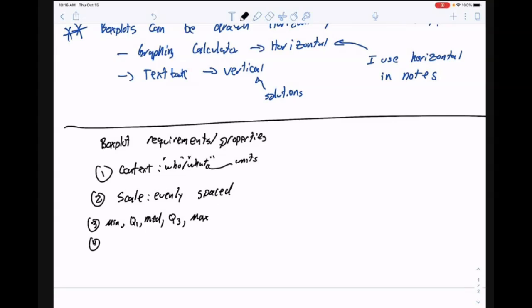The fourth piece are outliers, if applicable. And the fifth part is the box and whiskers drawn.